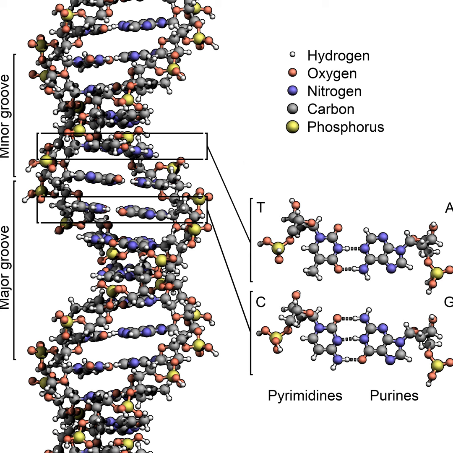The issue is the standard replication machinery can't fully copy the very end of that lagging strand. So with each replication, a little bit gets lost. In most of our body cells, yes. The telomeres get progressively shorter with each cell division, and our sources really emphasize this link between telomere shortening and cellular aging, or senescence.